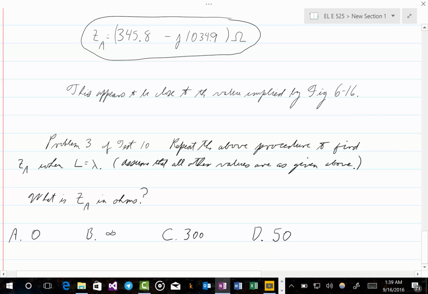That's problem 3. Here you're being asked to repeat this same procedure to find the input impedance of the folded dipole when L is equal to lambda, and assume that all other values are as given above. And so the question specifically: what is the input impedance in ohms? Your choices are A equals 0, B is infinity, C is 300, and D is 50. So those are the choices for this problem.